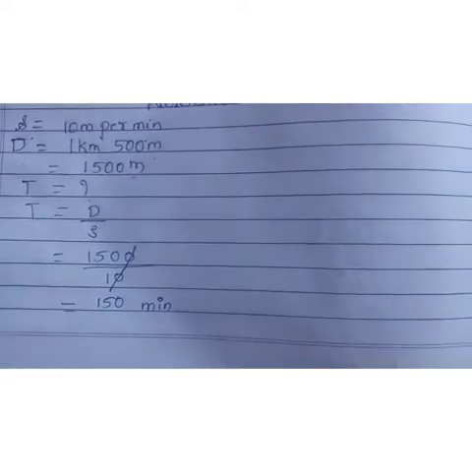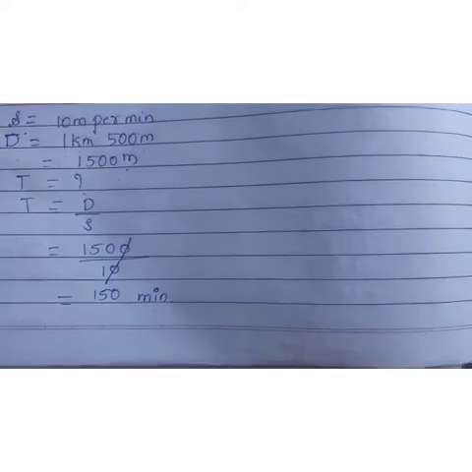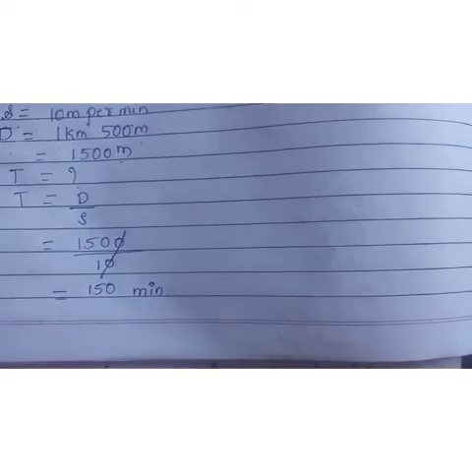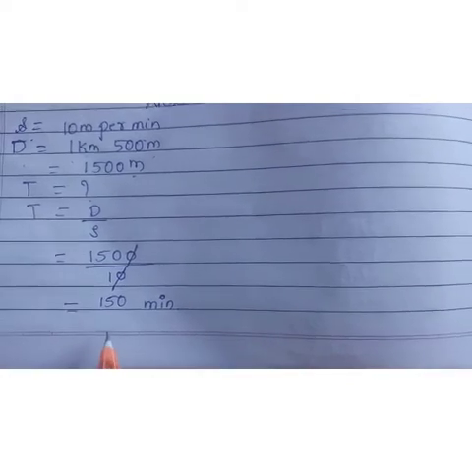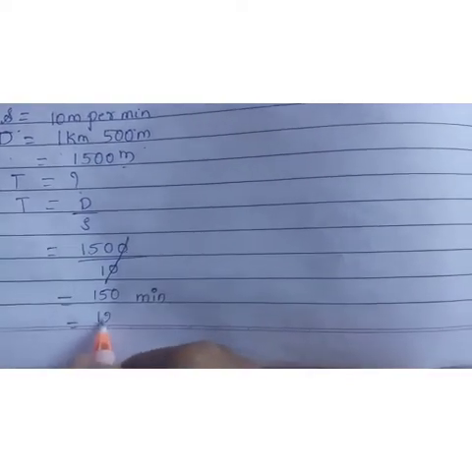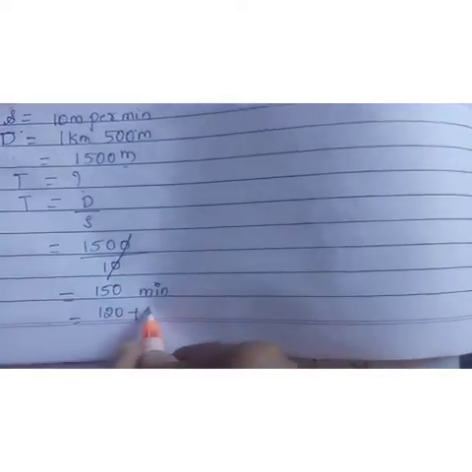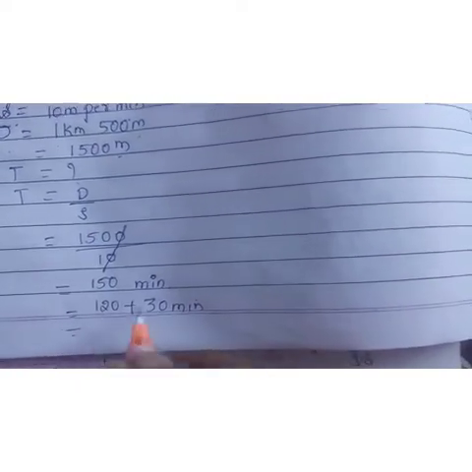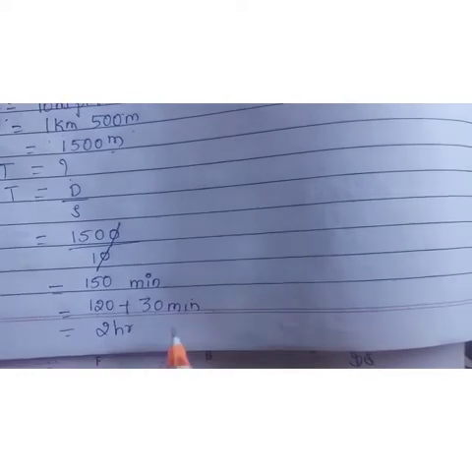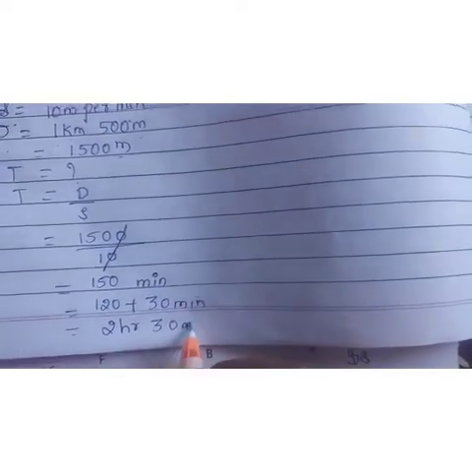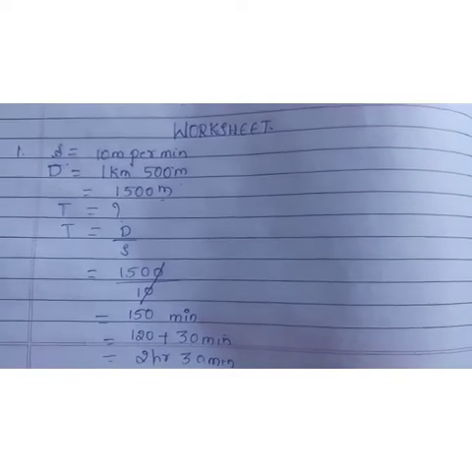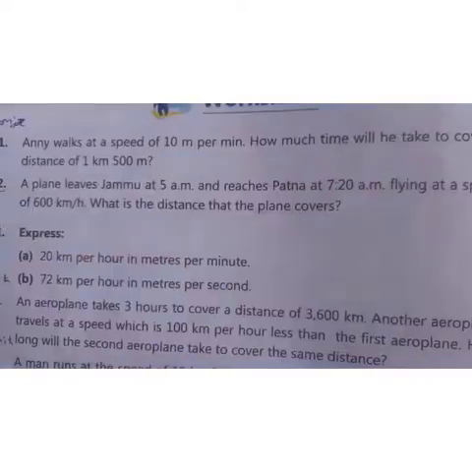If you want to convert it into hours, what do you need? 1 hour is equal to 60 minutes. 2 hours will be 60 plus 60, 120. So I can write it as 120 plus 30 minutes. So 150 minutes is nothing but 2 hours and 30 minutes. So children, is this clear? Now let us move to the next question.